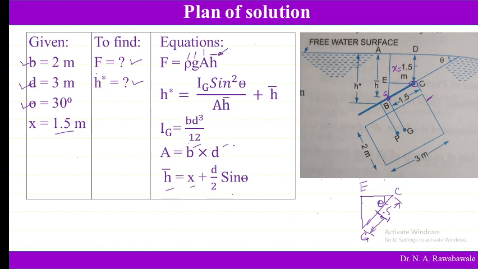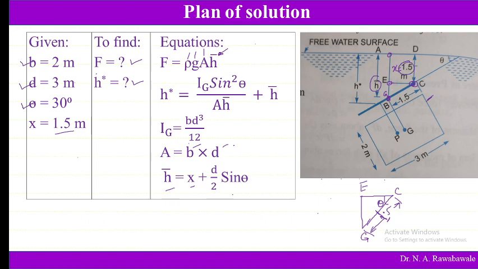Now we want to find out EG. So the total distance of this center of gravity from the free surface, h bar, is nothing but this distance x, the distance from the free surface to point C, this distance DC, plus EG. DC plus EG is the distance of the center of gravity from the free surface. So DC we know is 1.5.